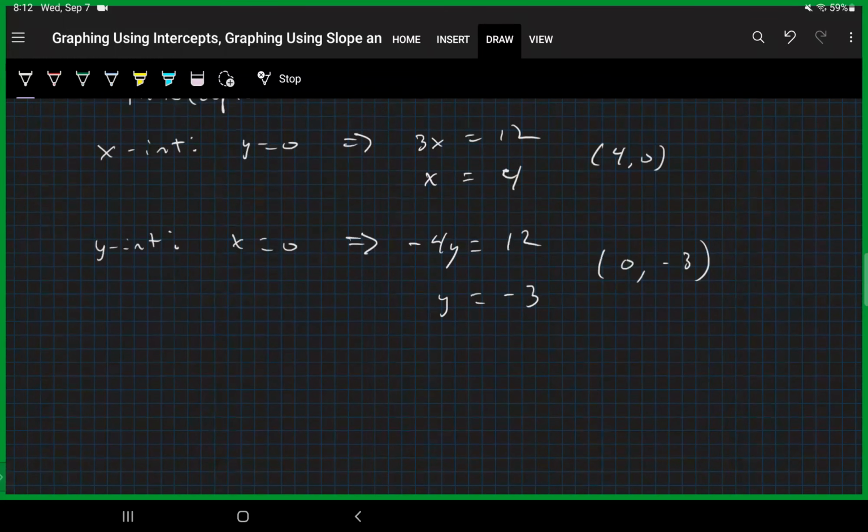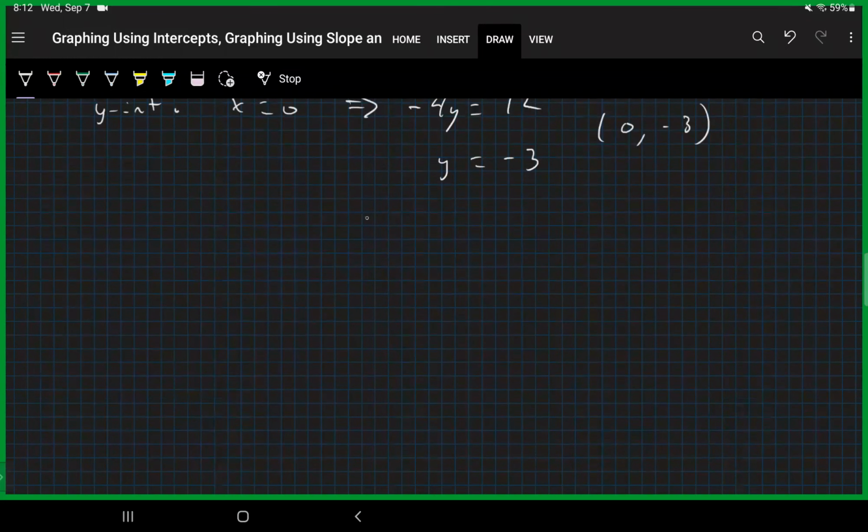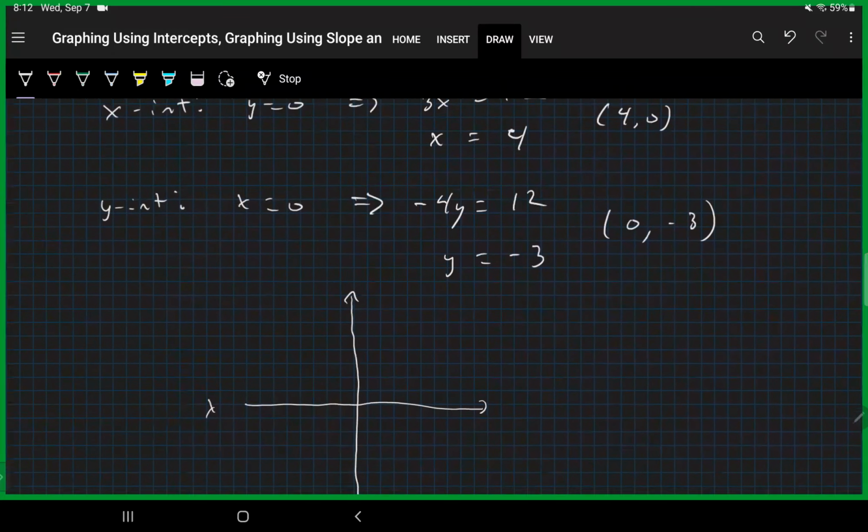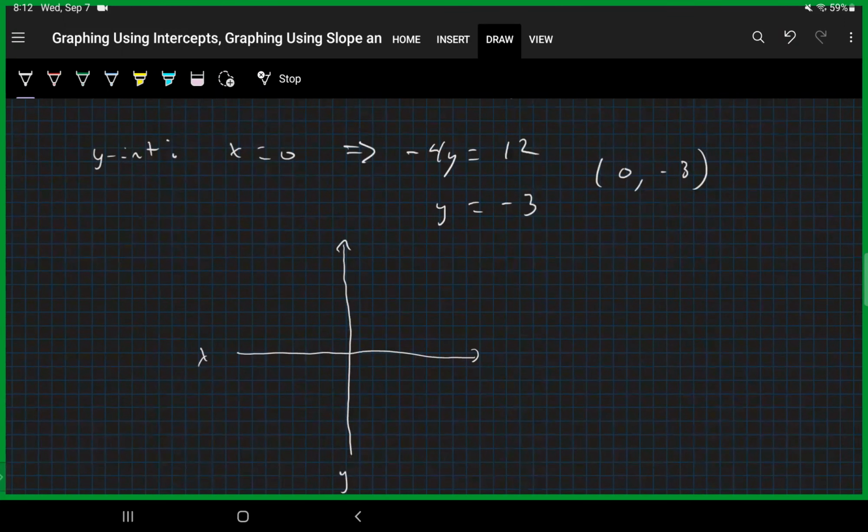So if I want to graph this, let's get some axes here. And I want to plot (4, 0) and (0, -3). So let's do (4, 0) first. 1, 2, 3, 4. And then (0, -3) is right there. I have my 2 points. I can connect the dots. And there is my graph.